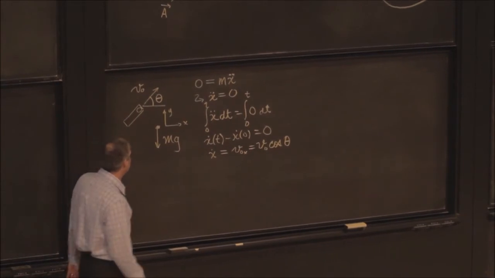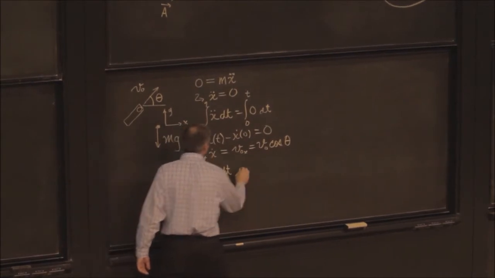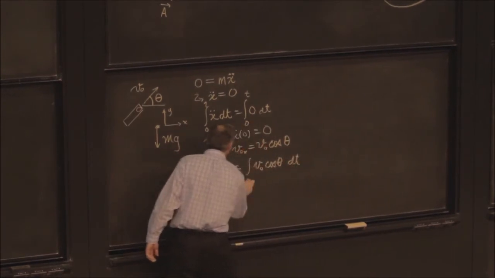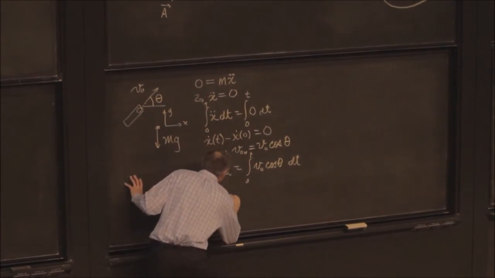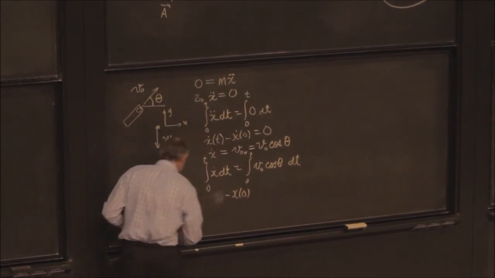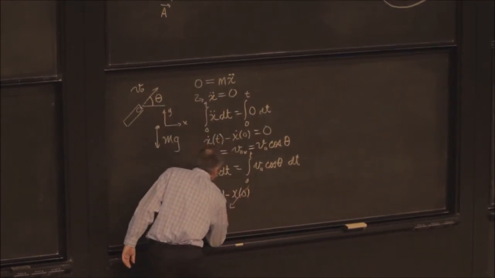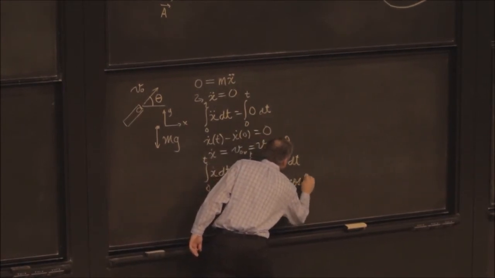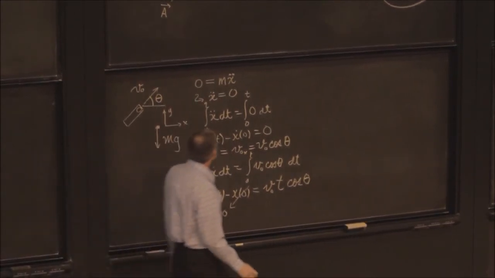Okay, so I can integrate again and get what you fully expect, x minus x naught. I'm going to take x naught to be 0, and maybe I should make it very explicit. This is x at time t is equal to v naught. I'm going to slide the t in so it doesn't look like it's part of the argument to the cosine function. v naught t cosine theta. Not a surprise. We knew this.